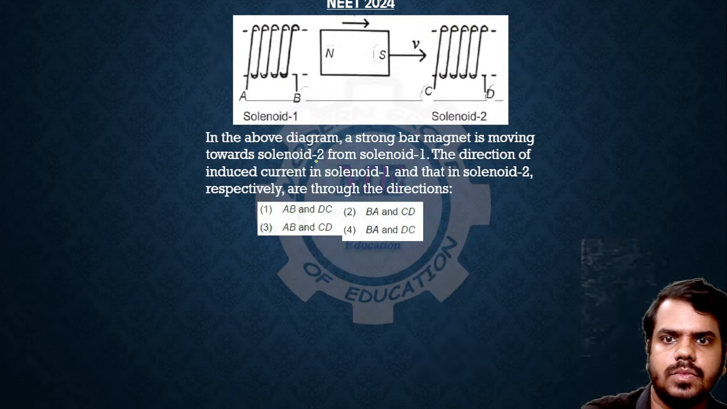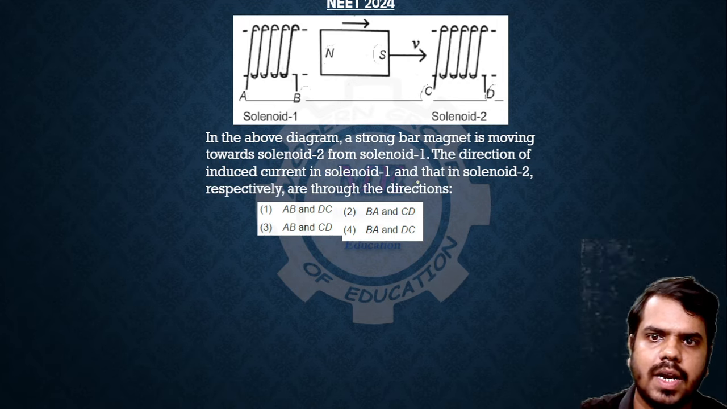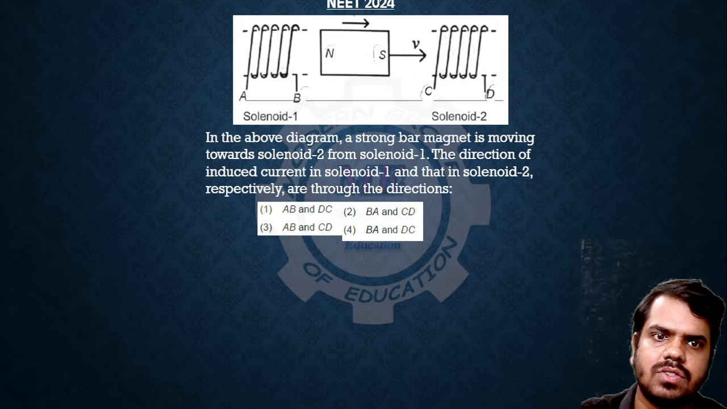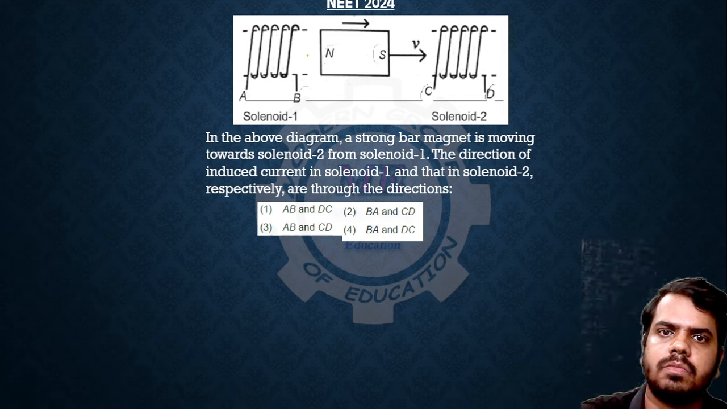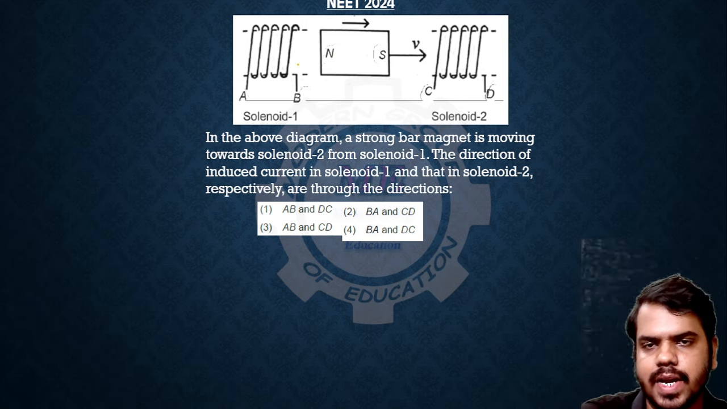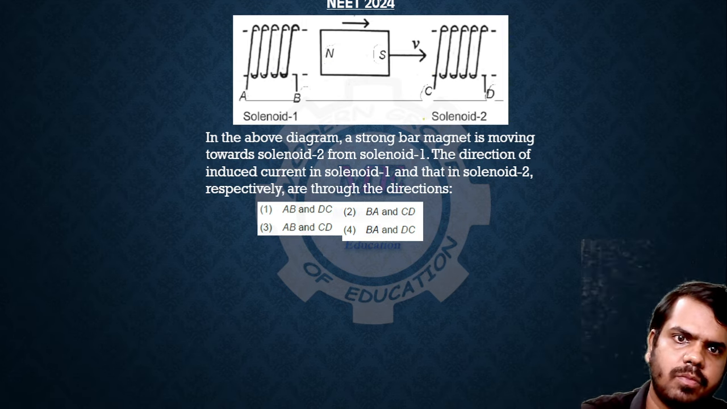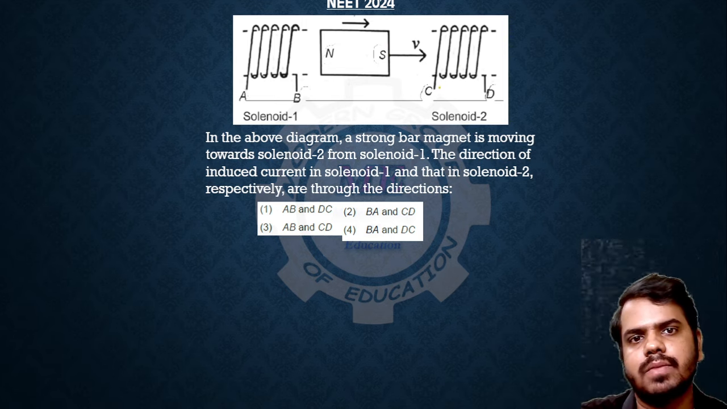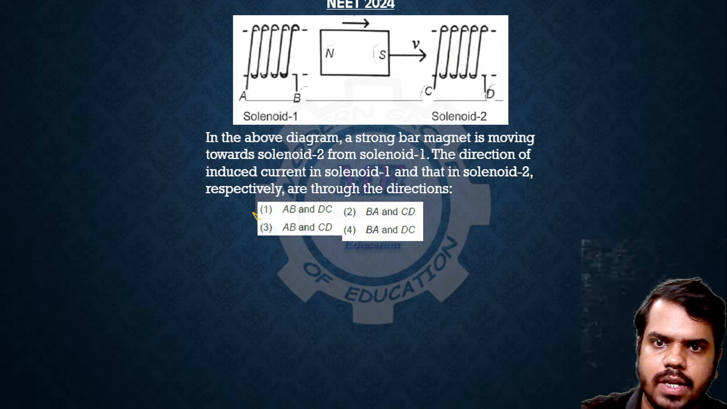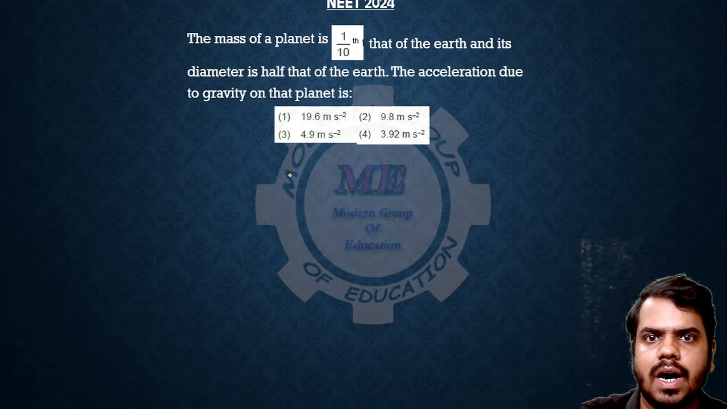In the above diagram, a strong bar magnet is moving towards solenoid 2 from solenoid 1. The directions of induced current in solenoid 1 and solenoid 2 respectively are asked. The bar magnet is going away from solenoid 1, so the magnetic field is decreasing. To oppose the decrease, the direction of current will be A to B. For solenoid 2, the magnet is going towards the solenoid, so the magnetic field is increasing. To decrease the magnetic field, the current will be from D to C, so A to B and D to C. Option 1 is correct.